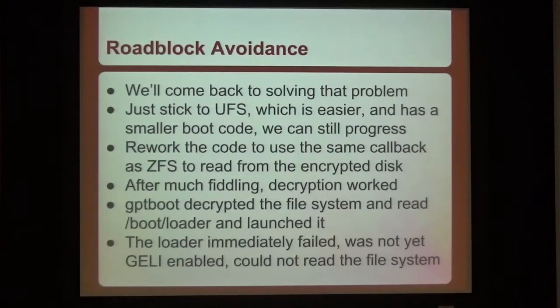This involved a lot of printfs showing me before and after decryption. It's like, I can almost see the right output there. So the GBDE boot code decrypted the file system and loaded the bootloader and launched it. I was very pleased with myself. And then the loader immediately failed because it didn't understand GELI encryption yet. And so it's like, I can't find the kernel. All I see is gibberish. There's not even a file system here. What are you doing?